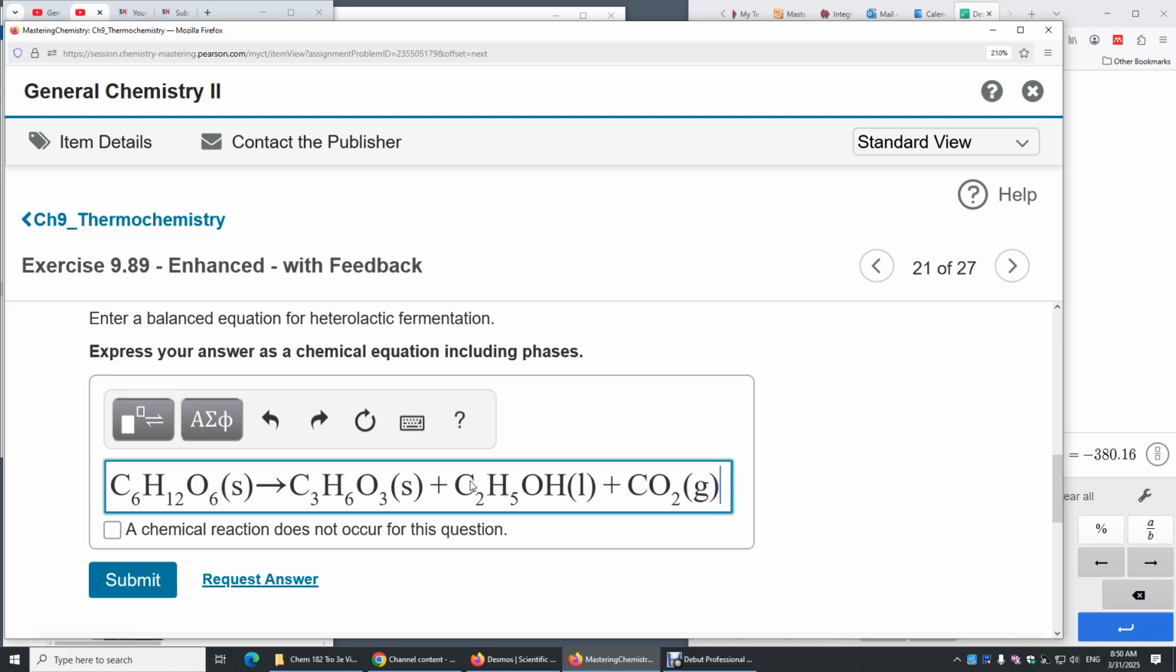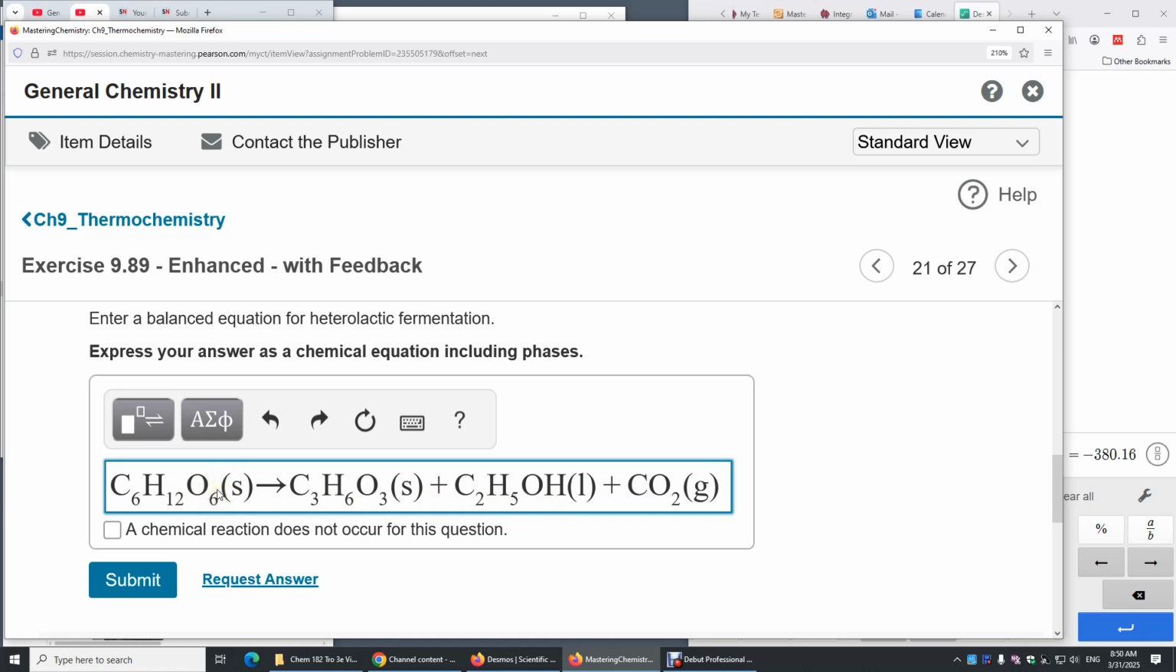Alright, we have all the chemicals and the corresponding phases. Now let's try to balance the equation. First, let's look at carbon. We have 6 carbon atoms on the left, 3, 2, 1, 6 carbon atoms on the right. 12 hydrogen atoms on the left. We have 6 here and also 6 here, 5 plus 1. So the number of hydrogen atoms is 12 on the left and also 12 on the right.